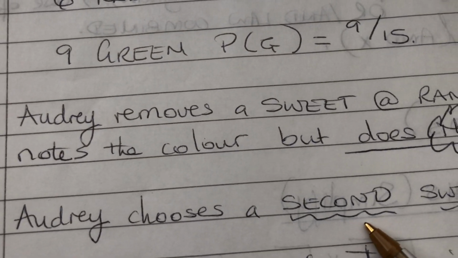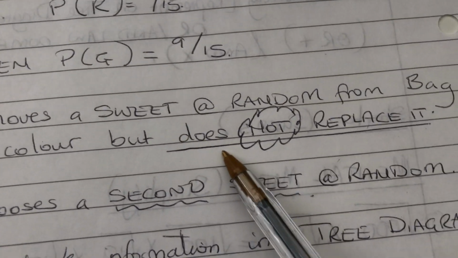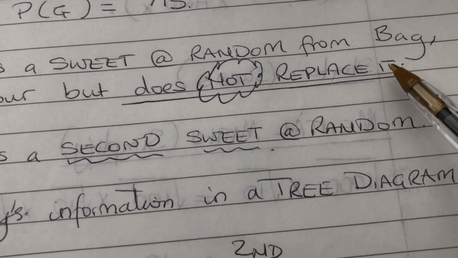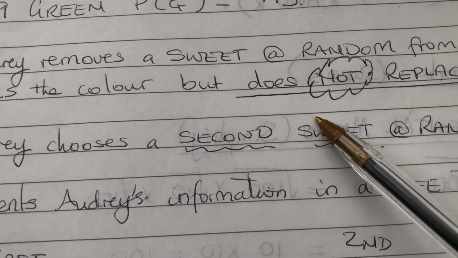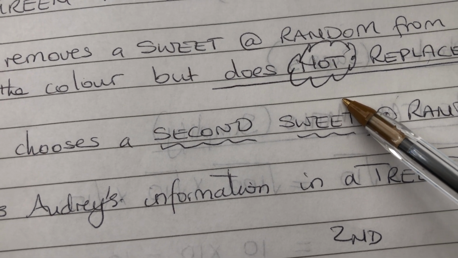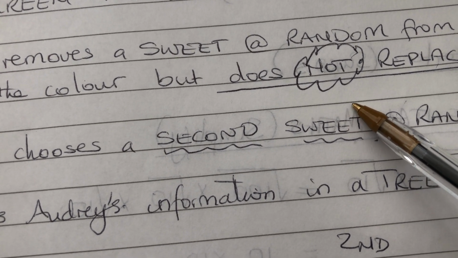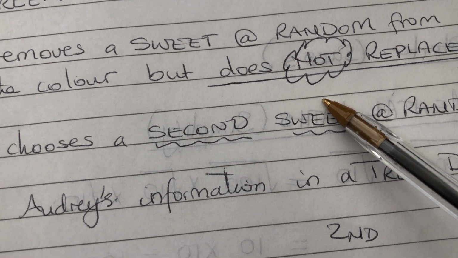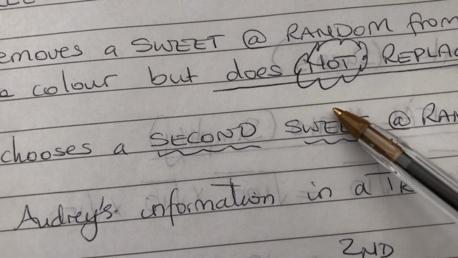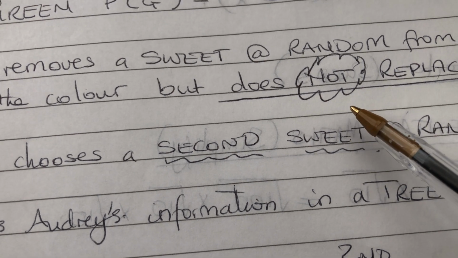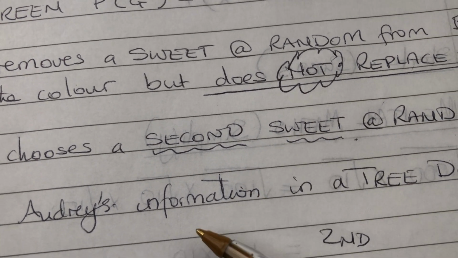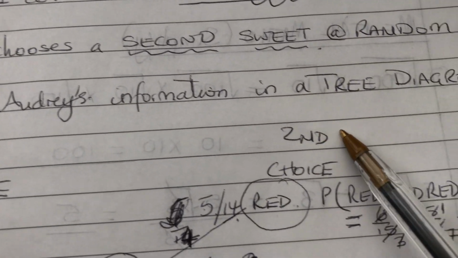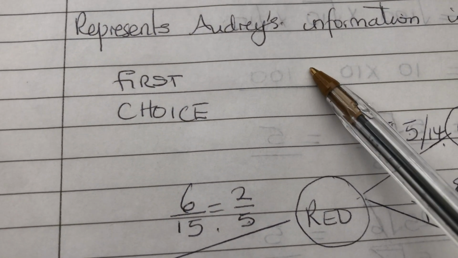Now Audrey removes a sweet at random from the bag. She notices the color but does not replace it. That is why it's not independent. She takes a sweet out. She didn't use it. She didn't give it out. She didn't eat it. She knows the color and does not replace it. Represent all this information on a tree diagram.